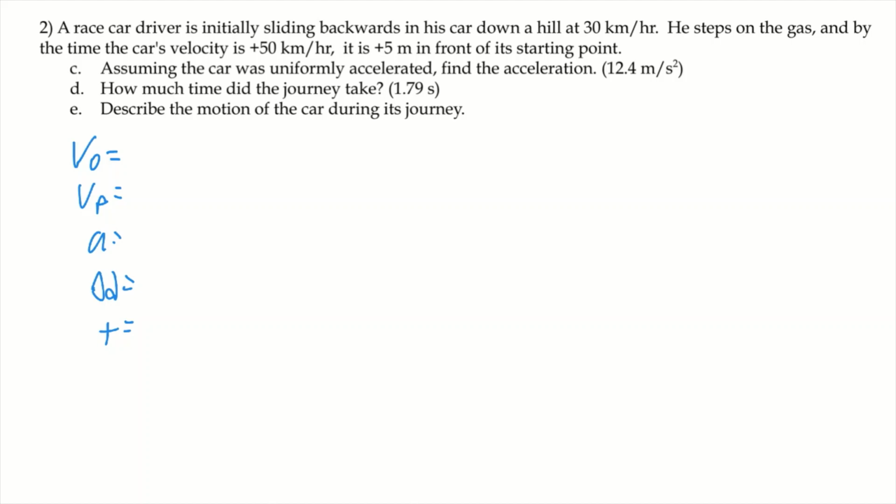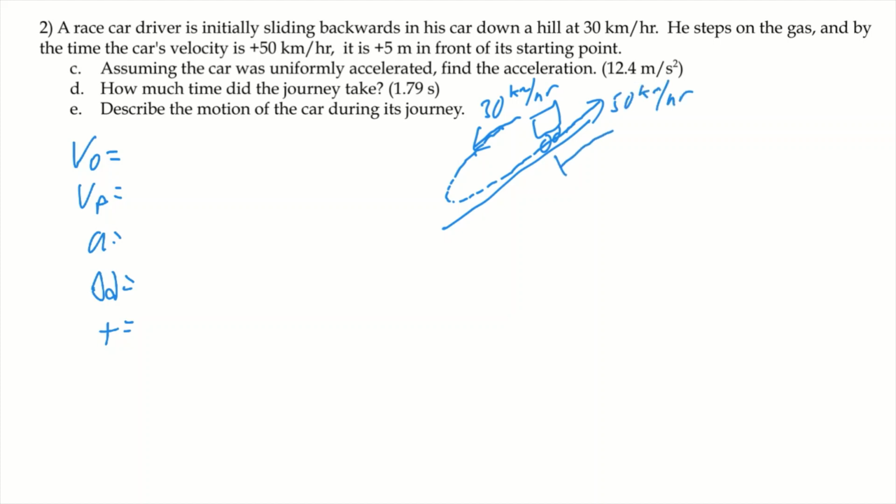In this case, we have our car. It looks like we're on a hill or something, and the car is initially sliding backwards. It says the speed is 30 kilometers per hour, and then we hit the gas, and the car will start to slow down, reverse direction, and then speed up in the upwards forward direction, eventually reaching a speed of 50 kilometers per hour. And at that point, it's 5 meters ahead of where we started.